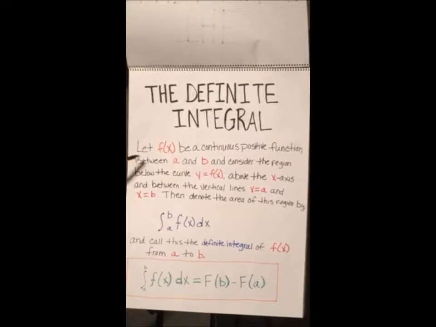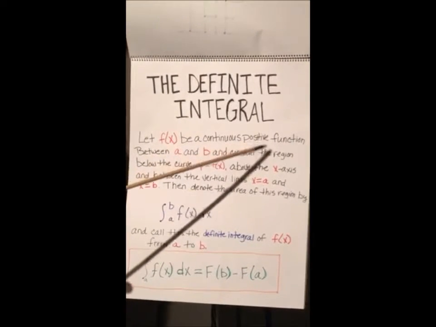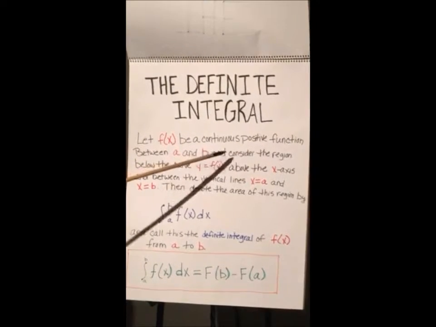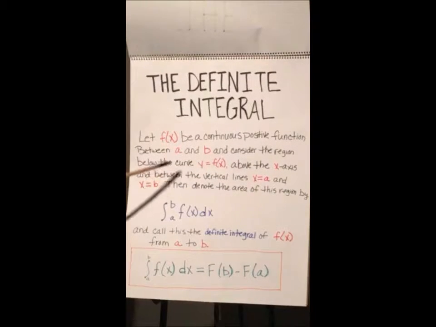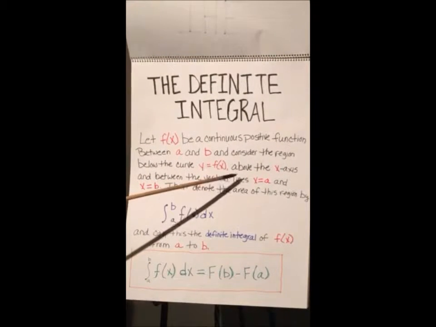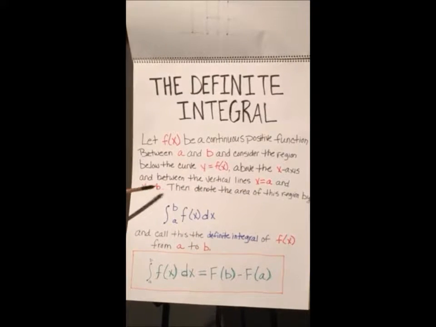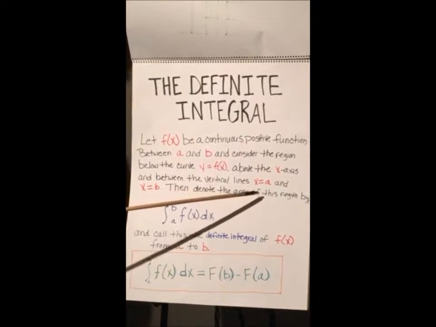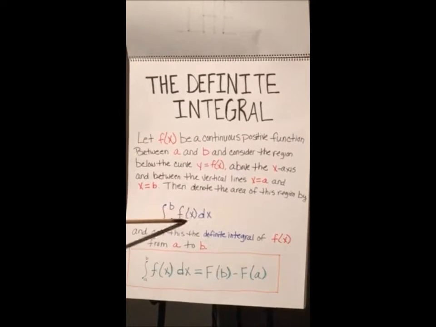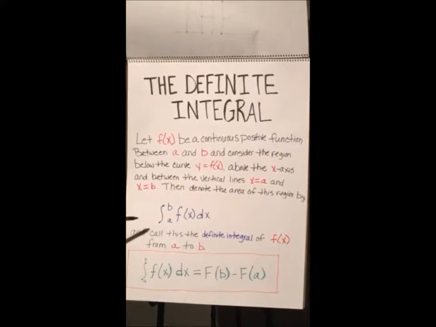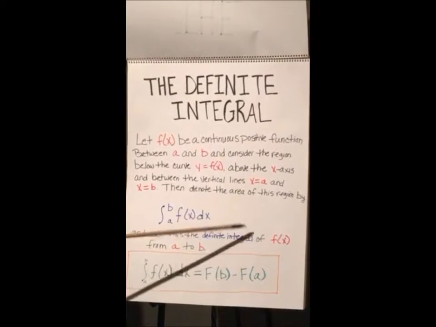The formal definition says, let f of x be a continuous positive function between a and b, and consider the region below the curve y equals f of x, above the x-axis, and between the vertical lines x equals a and x equals b. Then denote the area of this region by the integral from a to b of a function f of x dx, and call this the definite integral of f of x from a to b.